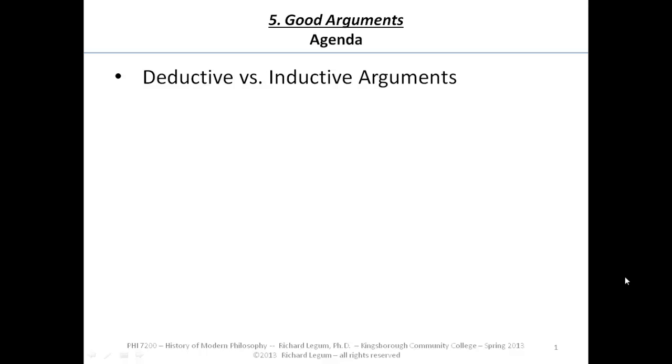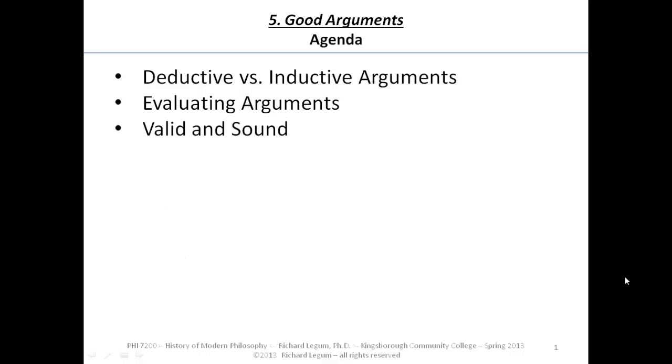Good inductive arguments are ones whose premises, the truth of whose premises, do not guarantee the truth of the conclusion, but they make it very probable. Next, we're going to be looking at the criteria for evaluating arguments, deciding if arguments are good or bad, and we're going to get precise on what the terms valid and sound mean in this context.